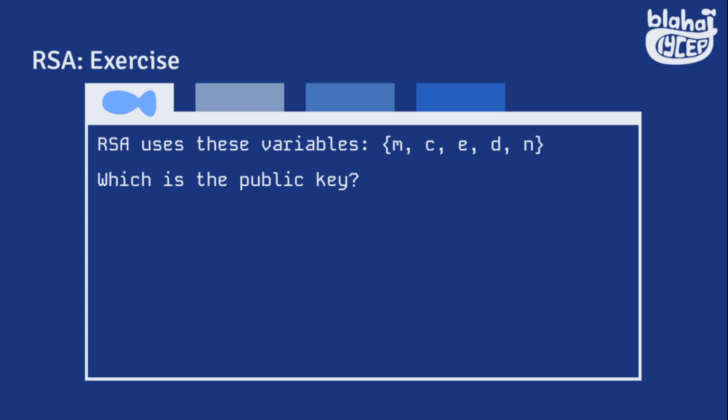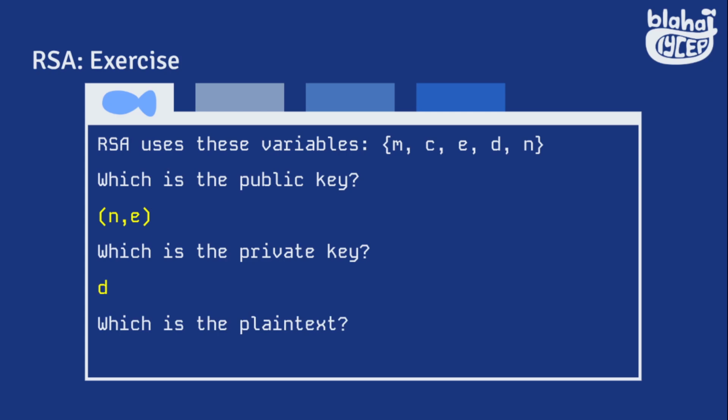Unfortunately, that's not correct. M, E, and N. M is the message you're encrypting, so no. But the other two are the public key. Next slide. So now that we have the public key, which one is the private key? N, D. D. Yeah, that's correct. Next slide. Which one is the plain text? M. Yeah, correct.